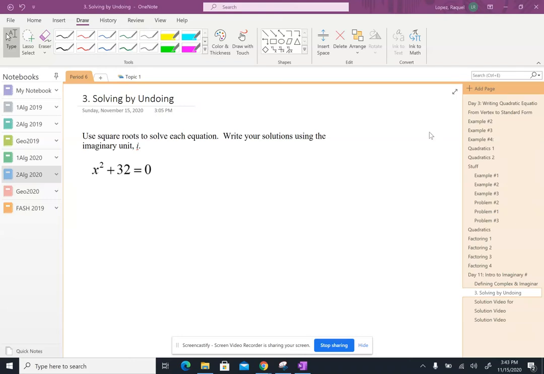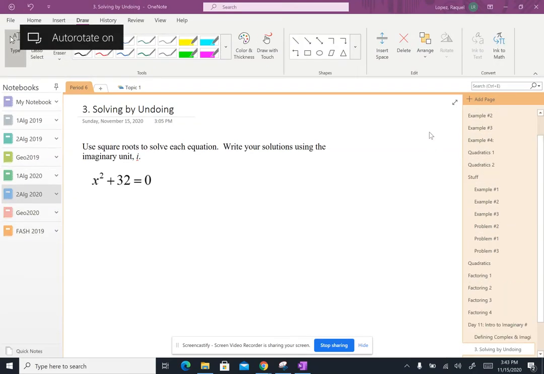Welcome back, Algebra 2. In this video, we'll be using square roots and imaginary numbers to solve the problem that is shown on the screen.